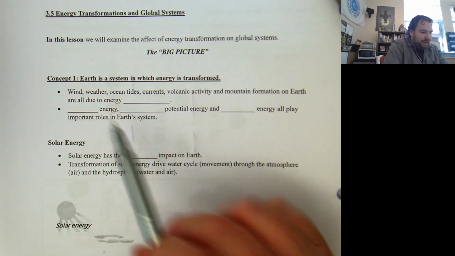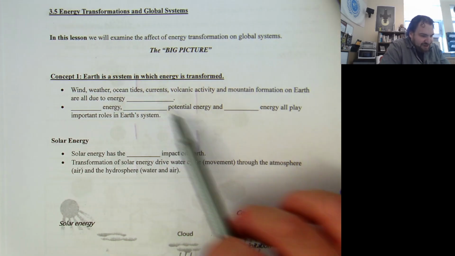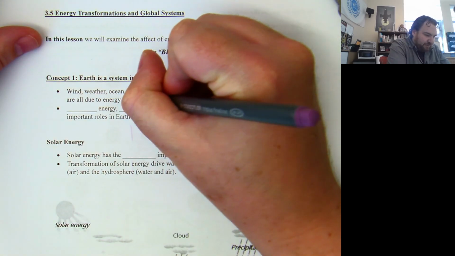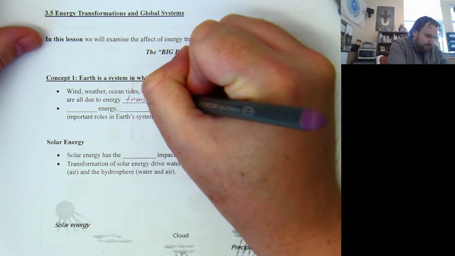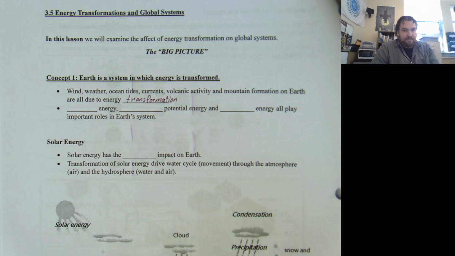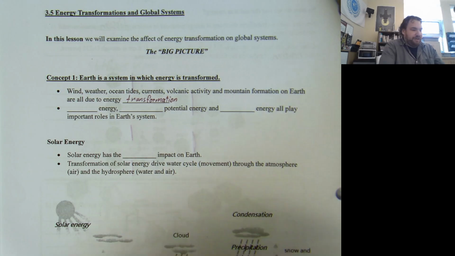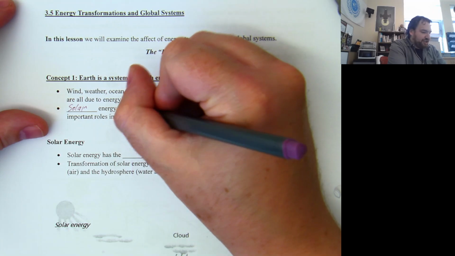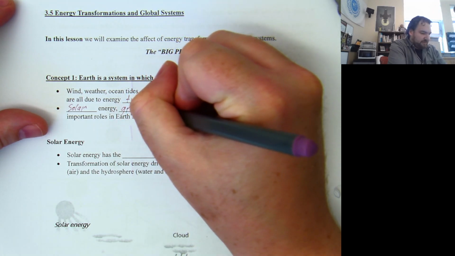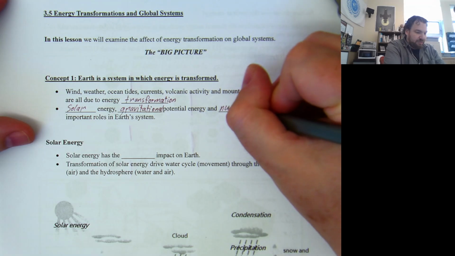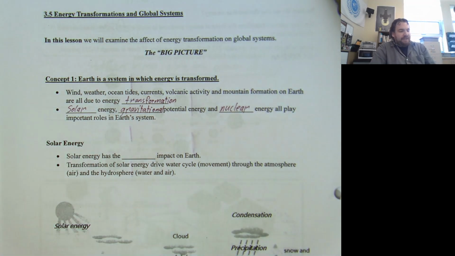It is responsible for wind. It's responsible for weather, tides, currents, volcanic activity, mountain formation. All of this is due to energy transformation. Solar energy, the light we get from the sun. Gravitational potential energy and nuclear energy all play important roles in Earth's system.